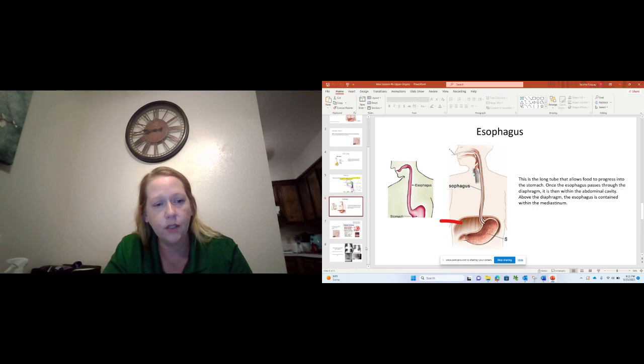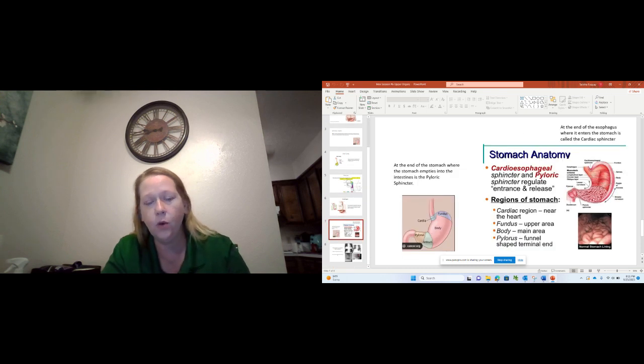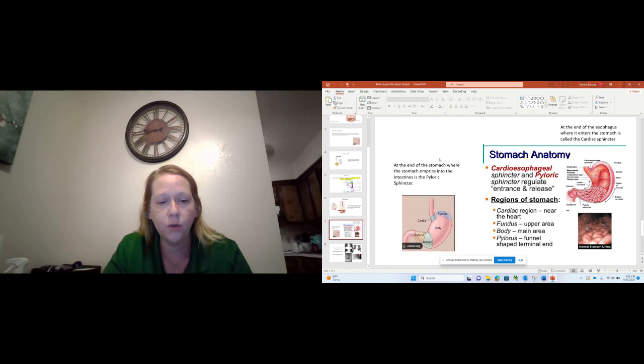So moving down just a little bit, we will get into the more difficult aspects of the stomach, but what you do need to know is the stomach has several different parts. It has the fundus, which is where you'll find the little gastric bubble, the body, the antrum, pylorus, and the cardia. So at the end of the stomach, down here at the bottom, is where the stomach empties into the intestines, and that's called your pyloric sphincter.